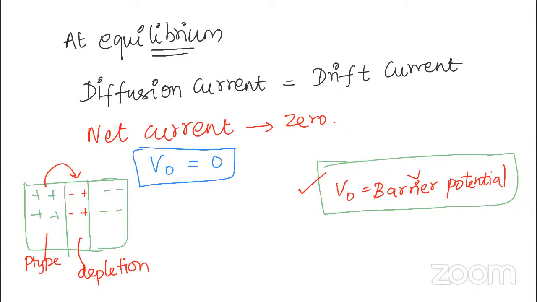Okay, so that is why for silicon and germanium we are given the V0 value. The barrier potential of silicon is 0.7 volt, and for germanium it is 0.3 volt. Here we can notice that one starts at 0.3 and the other at 0.7.